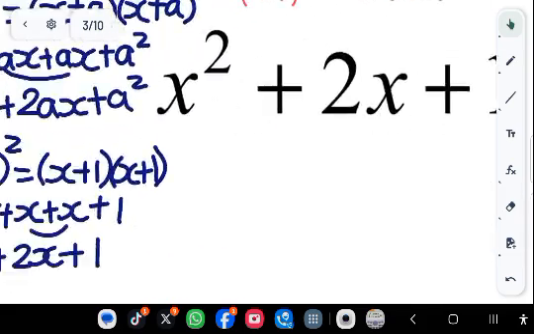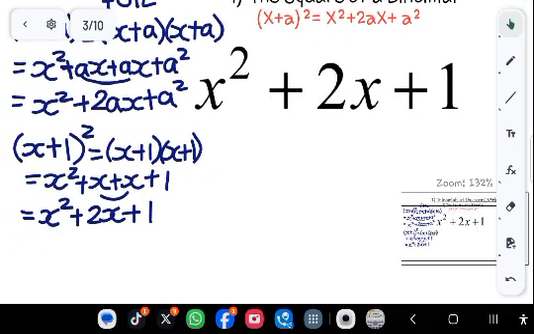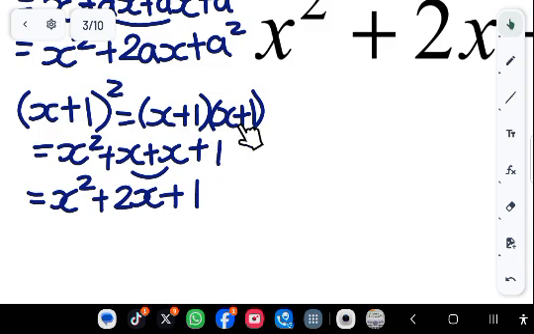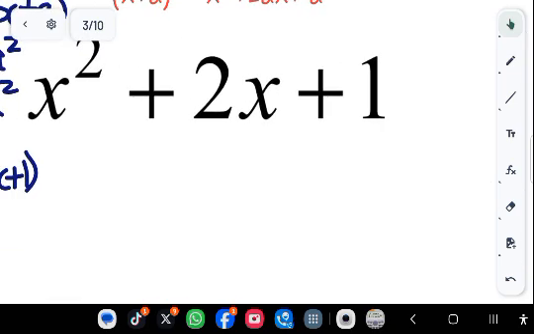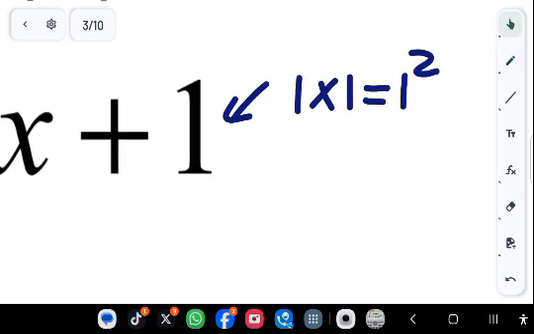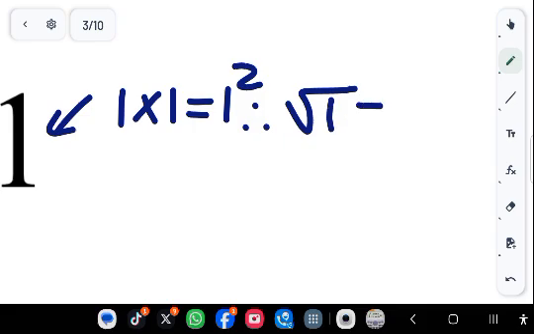Notice that when you're dealing with a product that is the square of a binomial, you will have x plus the square root of the last term, times x plus the square root. So what is this? 1 can be written as 1 times 1, which is equal to 1 squared. Therefore, the square root of 1 will be 1.